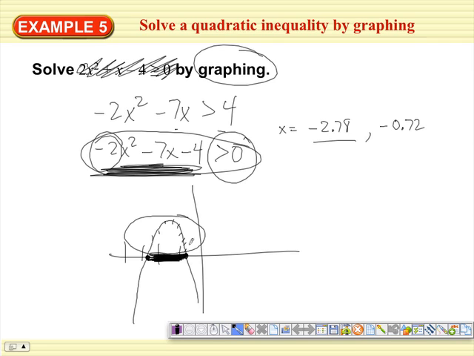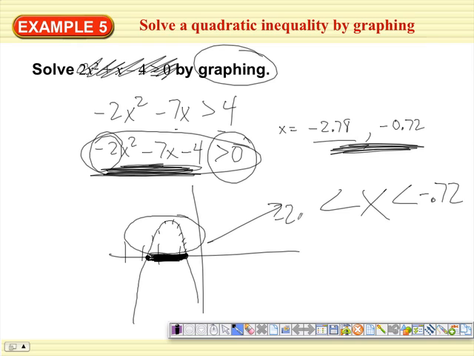These make it positive. All you have to do now is interpret your shade. This shade is between this number and this number. You have to write it like this. Negative 2.78 on this side, negative 0.72 on this side. X is between these two. Now, how do you know it's not equal to here and here? It all depends on this right here. This is not equal to, which means these aren't equal to.